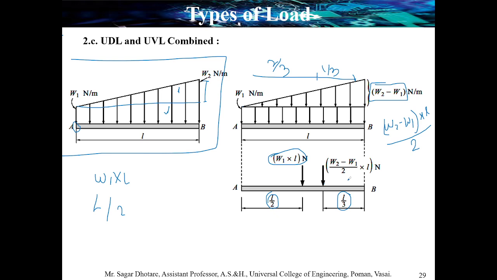Whenever you have a combination of uniform distributed load and uniform variable load, you can similarly convert these into two different single point loads. I hope you are able to understand this very easily. It is not that complicated. You need to understand the first type of load, then how to convert the uniform distributed load into a single point load. This is simple.